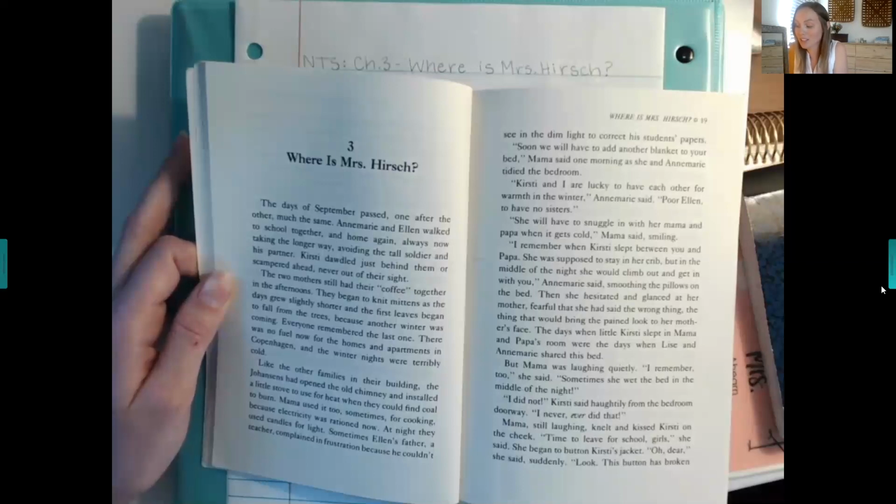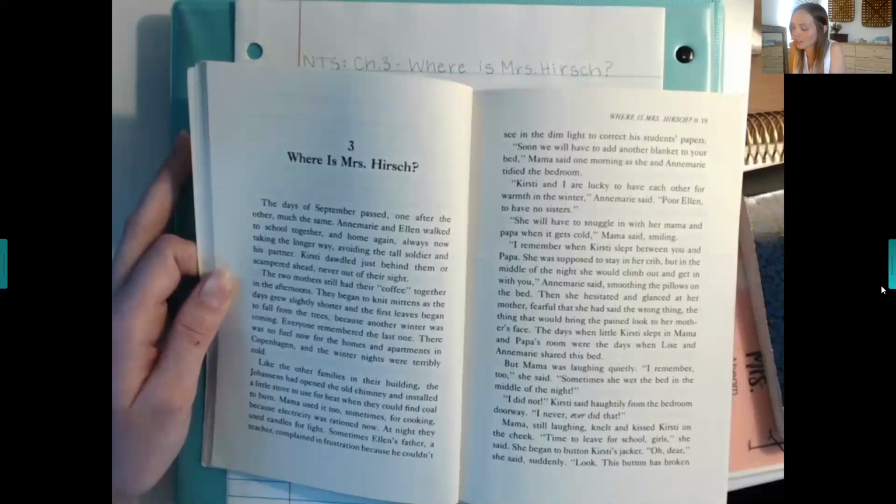"Soon, we will have to add another blanket to your bed," Mama said one morning as she and Anne-Marie tidied the bedroom. "Kirsty and I are lucky to have each other for warmth in the winter," Anne-Marie said. "Poor Ellen, to have no sisters." "She will have to snuggle in with her Mama and Papa when it gets cold," Mama said, smiling. "I remember when Kirsty slept between you and Papa. She was supposed to stay in her crib, but in the middle of the night she would climb out and get in with you," Anne-Marie said, smoothing the pillows on the bed.